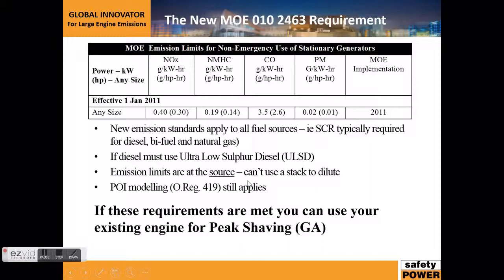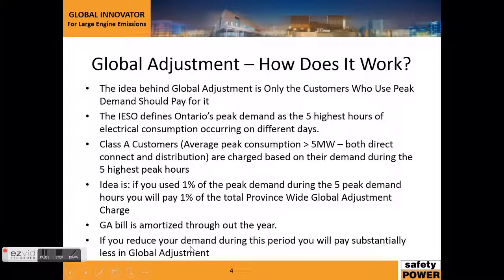As mentioned, this regulation is in addition to Regulation 419. If you amend your ECA, you'd still need to meet the requirements, or if you had a new installation, you'd need to do points of interest modeling, just like you do with any other generator. The important thing to note is if you meet these requirements and you amend your ECA, you can use your existing engine for peak shaving.